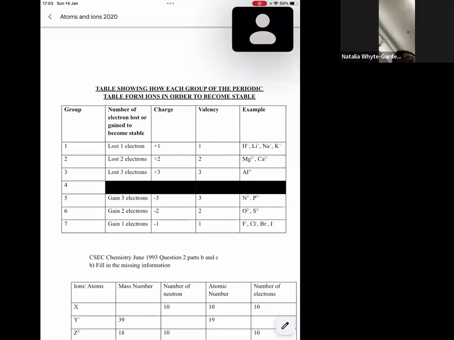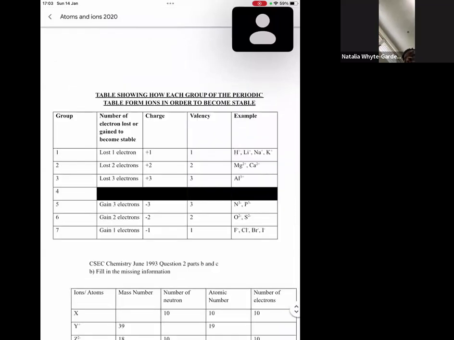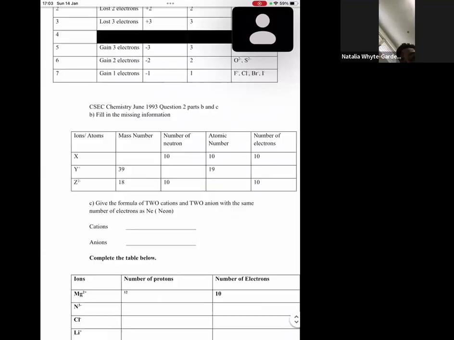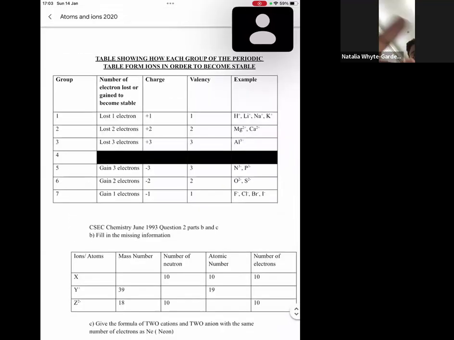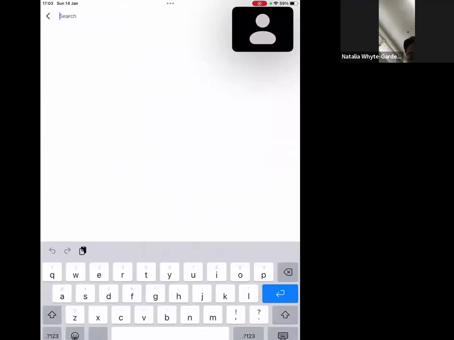Okay. So elements that form ions form ionic bonding. So now we are going to write the formula for ionic bonding. We are going to write the formula for an ionic compound.